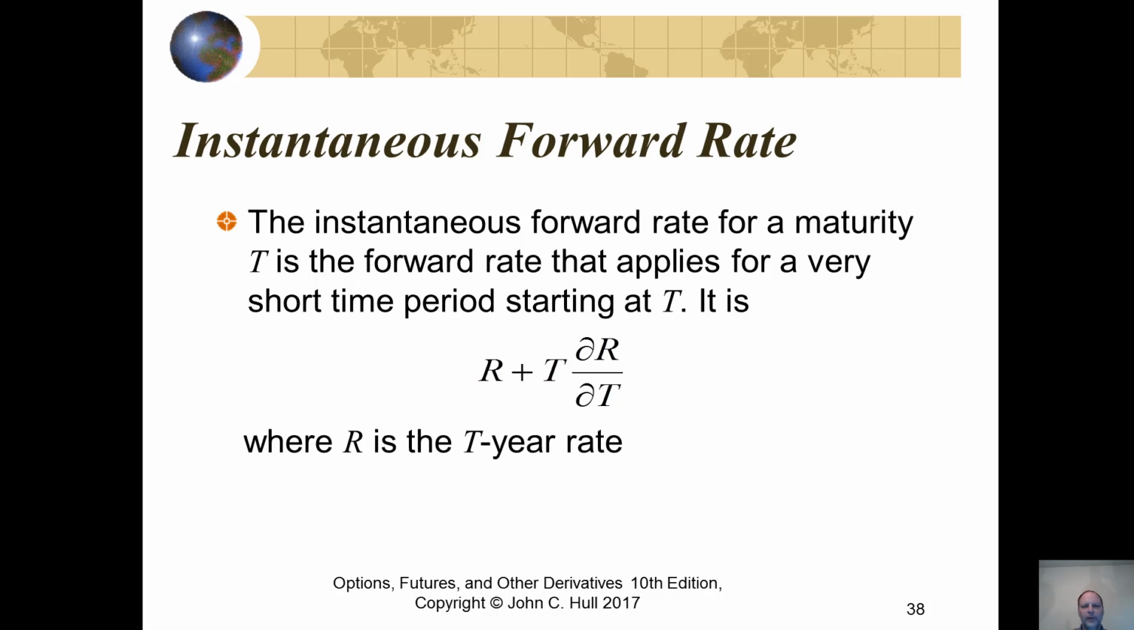It is possible to look at so-called instantaneous forward rates. The instantaneous forward rate for maturity of time t would be the forward rate that's applied for a very short time period starting at time t, and you would get that by saying it's R, the interest rate in the tth year or moment, 1.3 years, whatever, plus whatever that t is, times the partial derivative of R with respect to t, or the slope at that particular point on the yield curve.